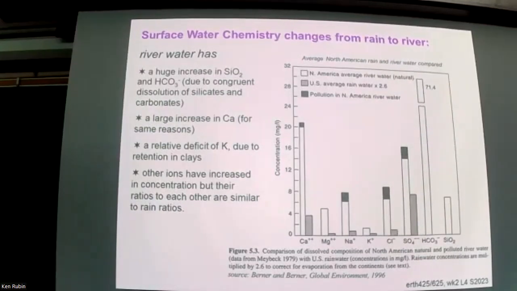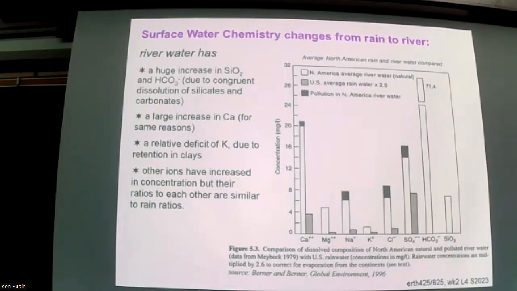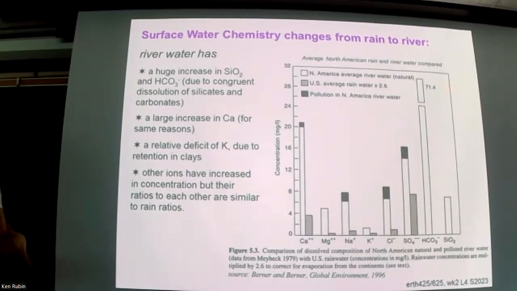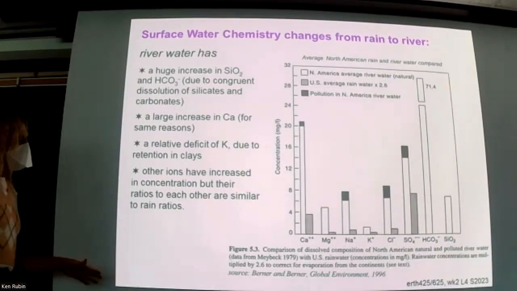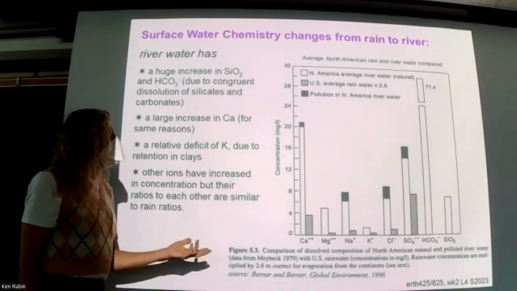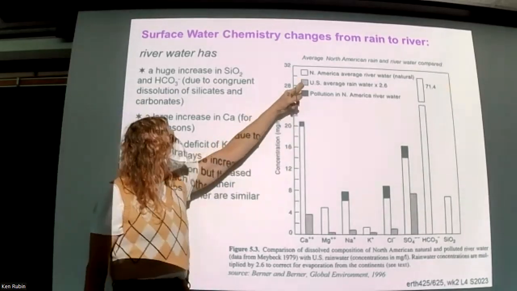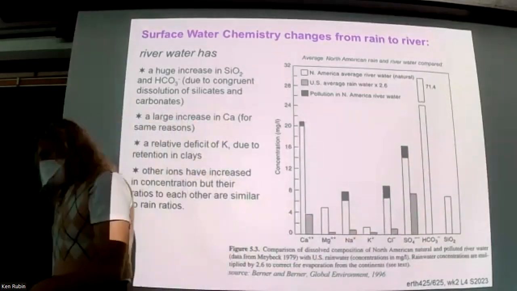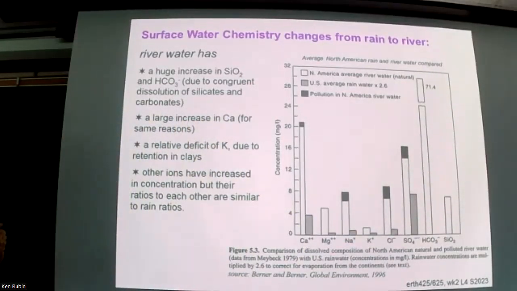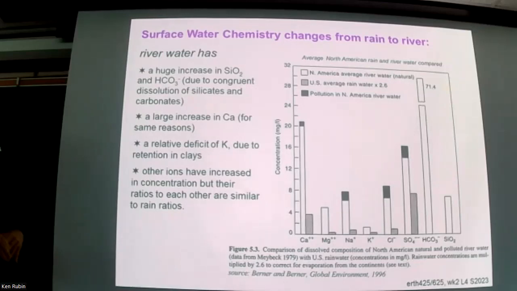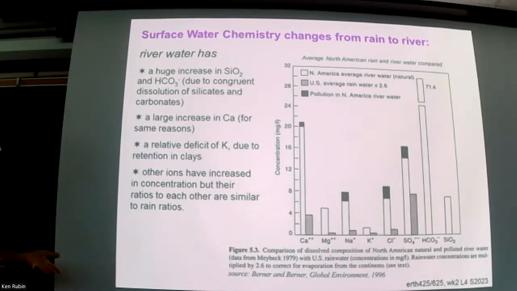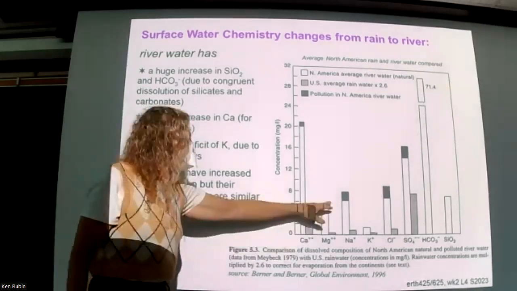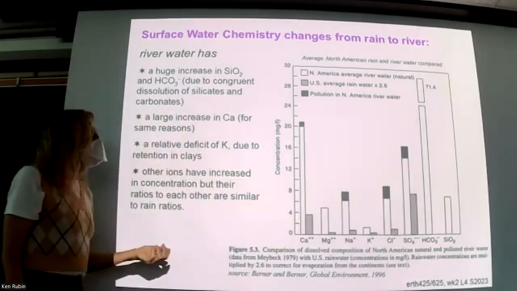So this is a diagram, actually, of average North American river water and rainwater. Rainwater is shown in the little gray box, river water in the white box. These are each of the major ions. It's a comparison, and black is human activities. These are the major components of the water. So the fact that we see any black box at all is actually fairly remarkable.